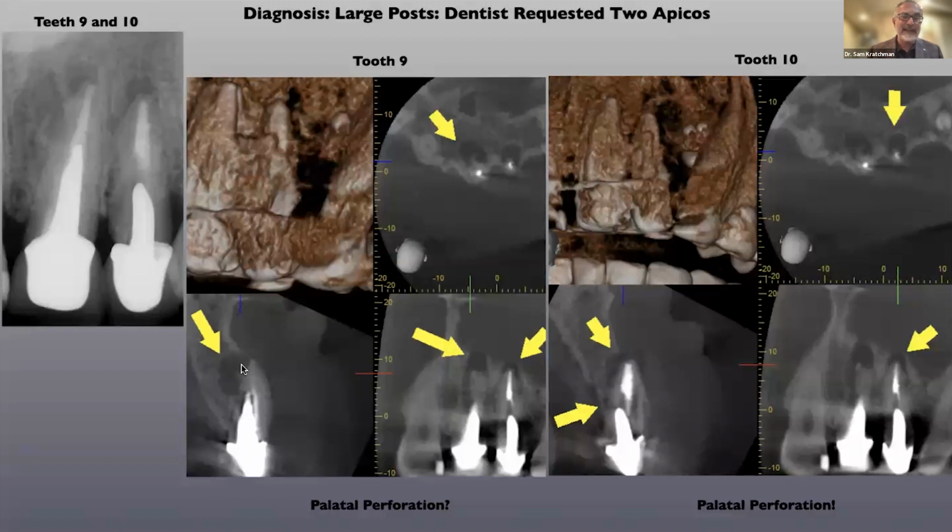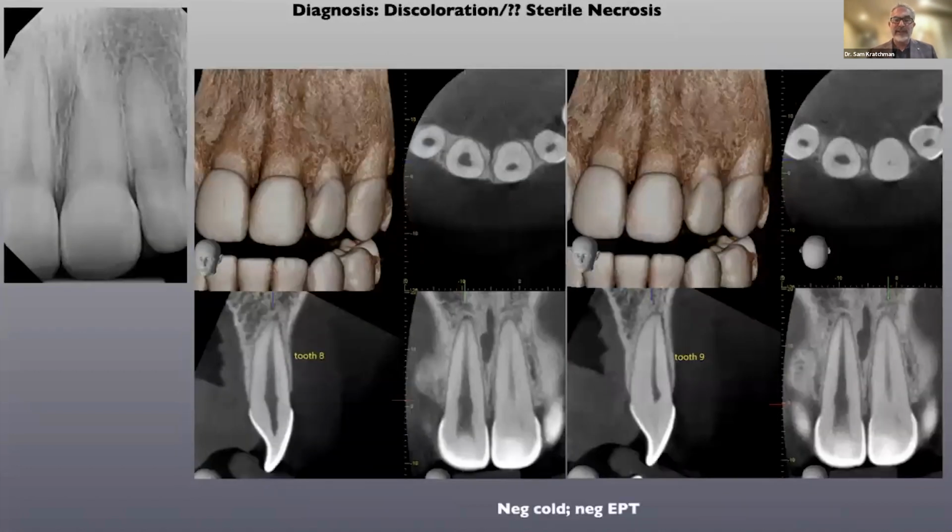The most predictable thing here would be to probably extract both of these teeth, not risk saying, let me try to save this with an apicoectomy and then having trouble down the road if this lesion doesn't heal and it's next to a new implant. So this should be extract both these teeth and either implants or bridge.